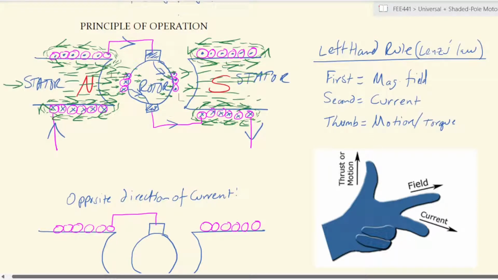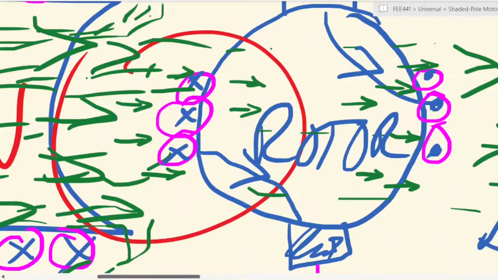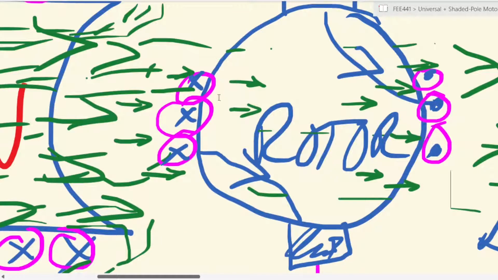So if we look at, first of all, this side, right? Let's take this particular portion of the motor. You have field indicated in green pointing to the left. So you have straight away the index finger of your left hand pointing to the left. Then you have your current carrying conductors with the current flowing into the screen.